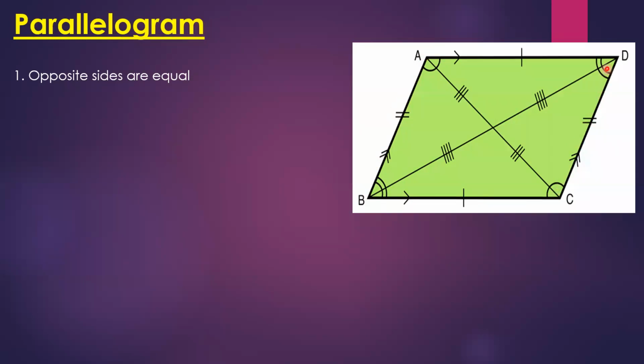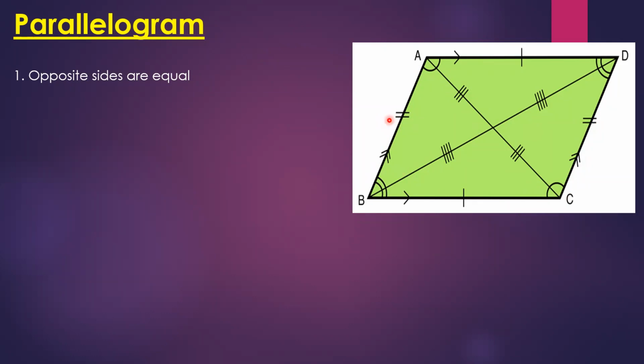Good. Let's go to BA and DC. What shows that they are equal in length? BA and DC. The two dash. Very good. The two dash here on either side shows that these two lines are equal in length. So BA is going to be equal to DC, and we know that because the two dash here shows that these two sides are equal.